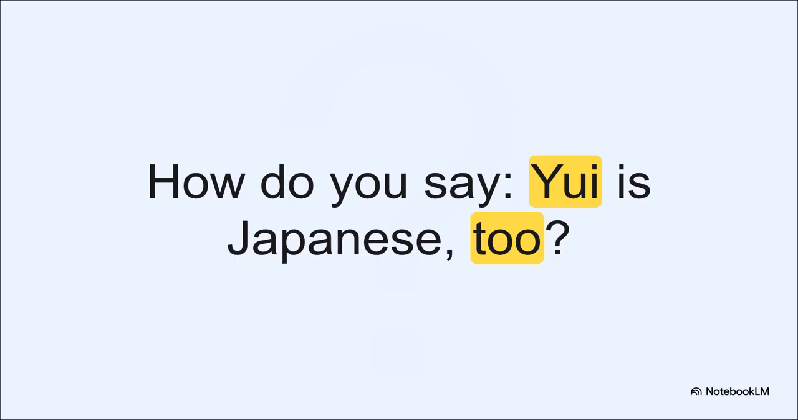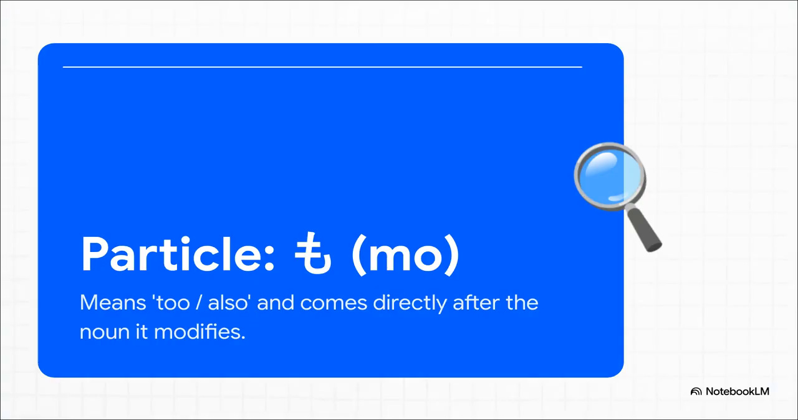All right, so you've probably got the basics down, right? You can say something like, Takashi is Japanese. Simple enough. But what if you also want to say, Yui is Japanese too? How do you add that simple but super important word? How do you connect those two ideas? Well, guess what? The answer is incredibly simple. It all comes down to this one little particle, mo.